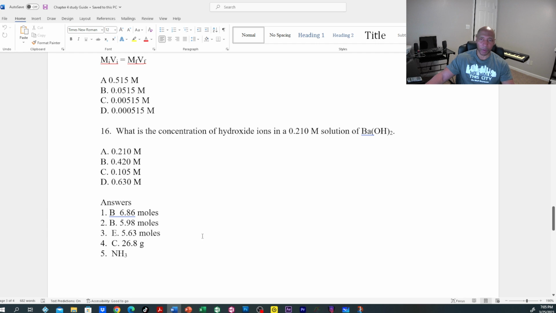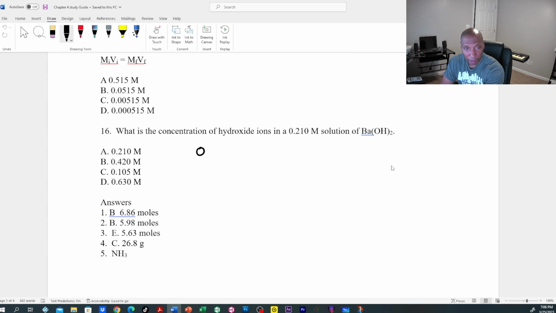So going back to the last problem. This one is a little bit more involved. They say, what is the concentration of hydroxide ions? Well, actually, it's not. It's fairly simple. Okay? It's a very, very simple problem. In fact, I don't even need to use the whiteboard to do this one. The concentration of hydroxide ions in a 0.210 molar solution of barium hydroxide.